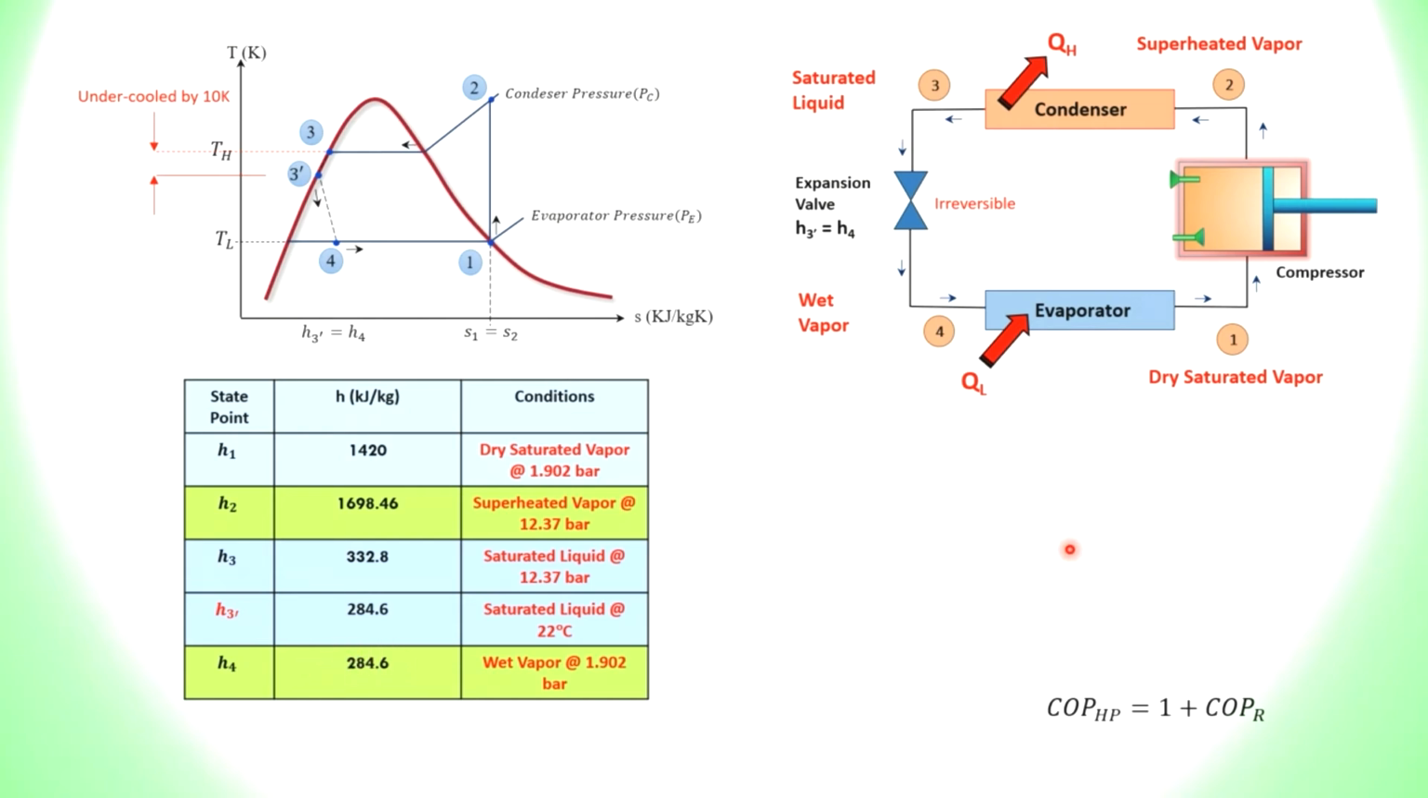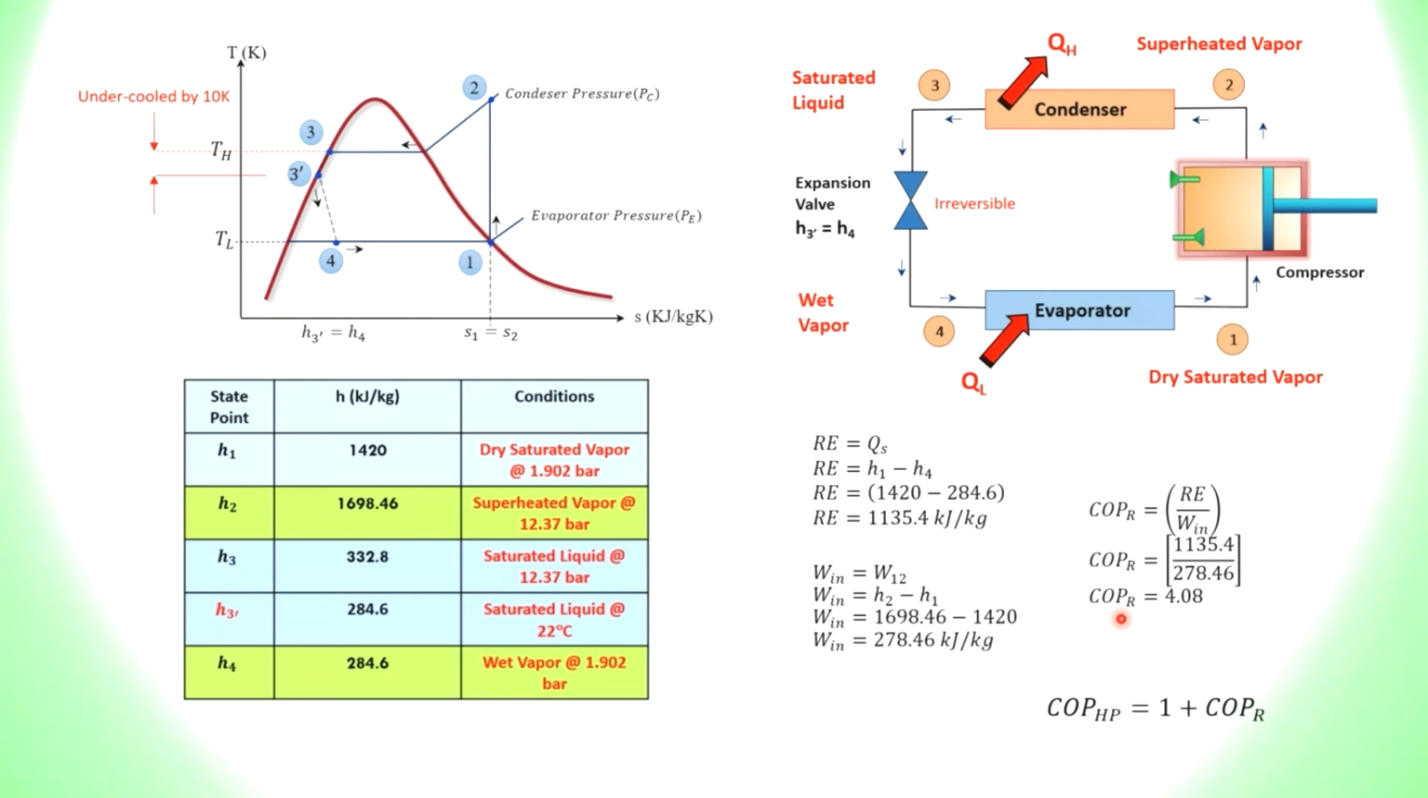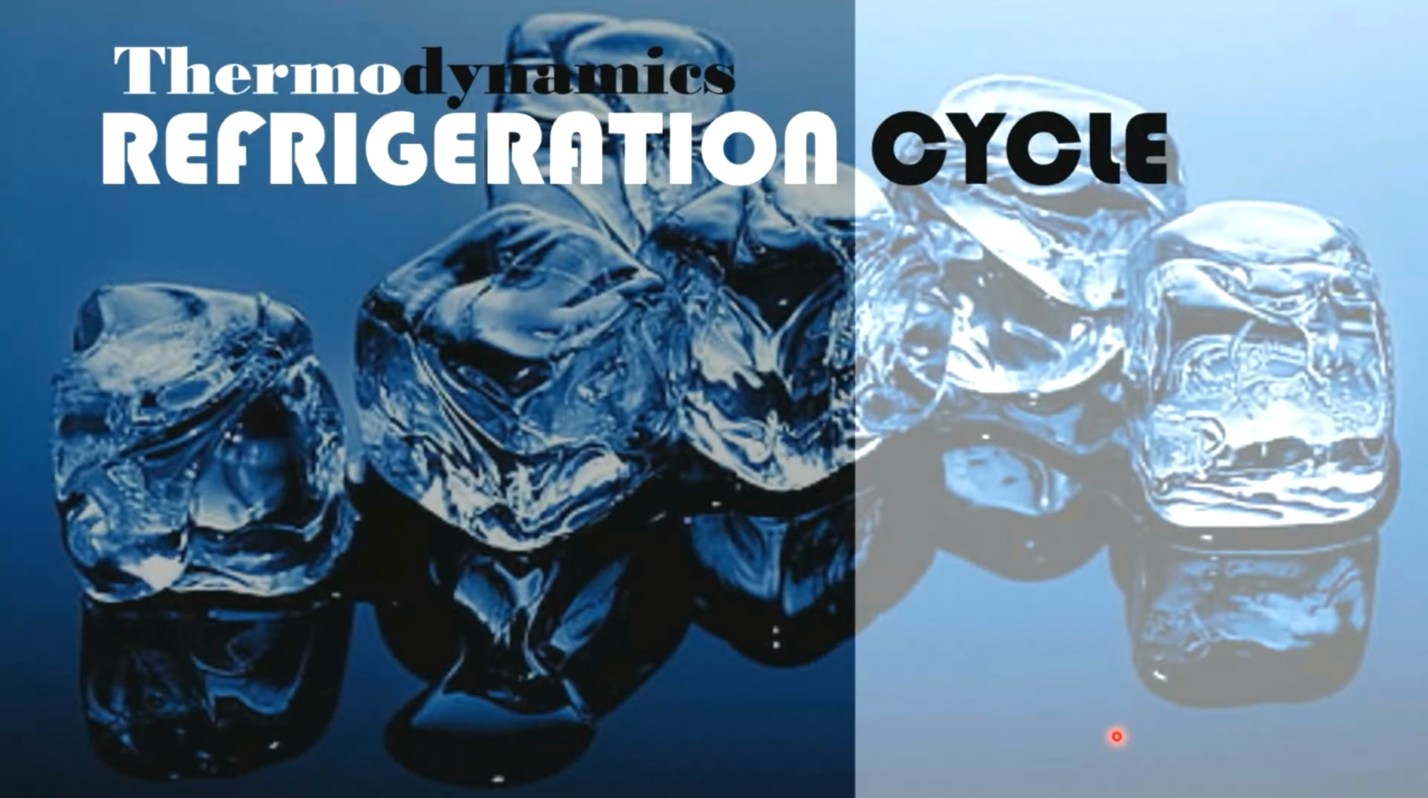So what you need to do is work out your refrigeration effect, and then work out your work in again. Remember this H4 will change. If you take this instead of this, the value here will be different. So that will be your work in, and this will be your COP R, 4.08. If you want to find your COP HP, you take 1 plus COP R, so your COP HP should be 5.08. That's for the refrigeration cycle.